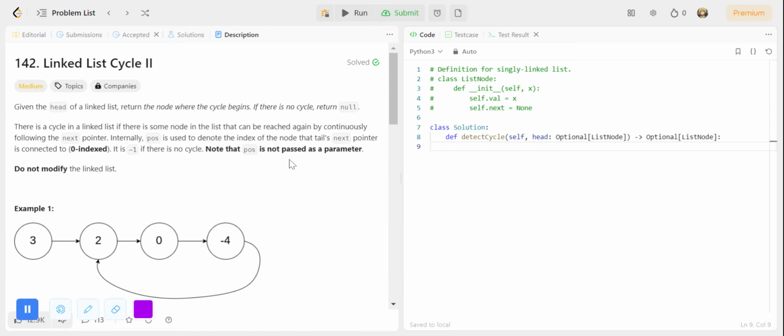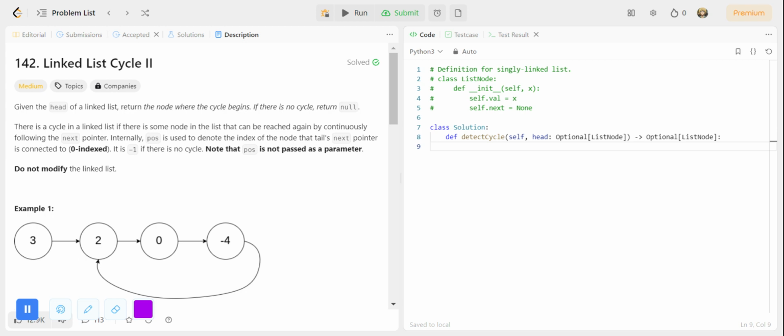Hello everyone, let's solve Leetcode 142, Linked List Cycle 2. Given the head of a linked list, return the node where the cycle begins. If there is no cycle, return null. There is a cycle in a linked list if there is some node in the list that can be reached again by continuously following the next pointer.